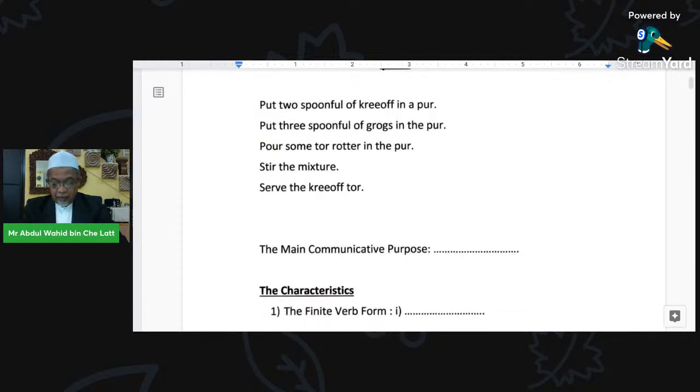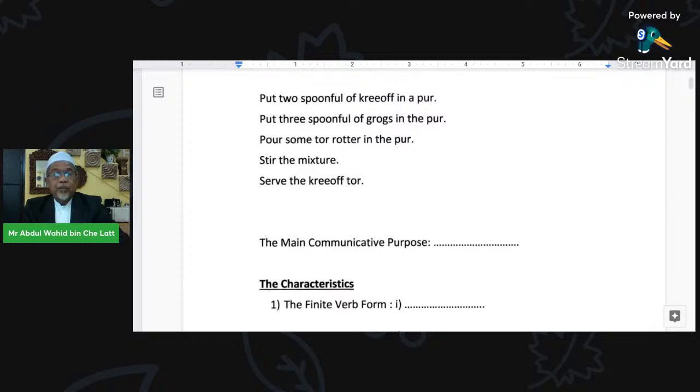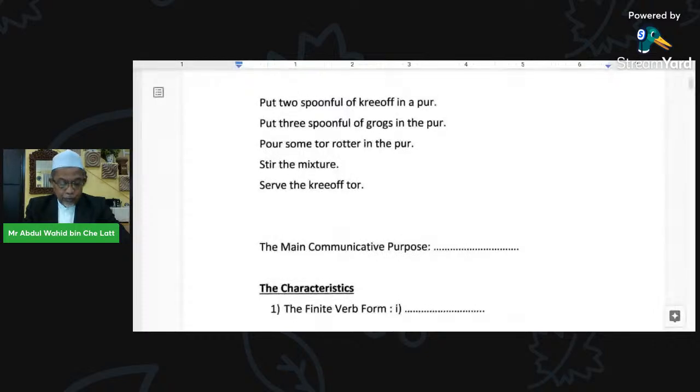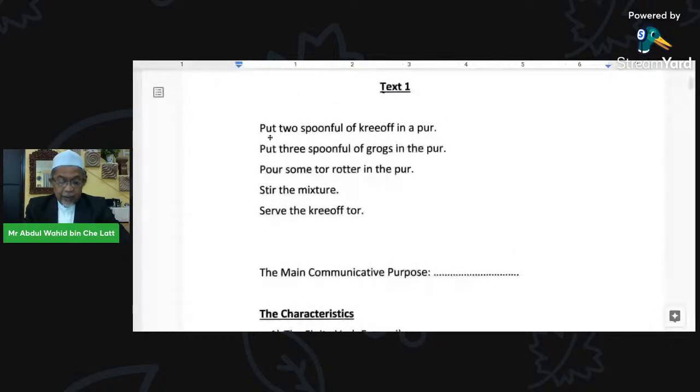Okay, first, look at the words put in line 1, put in line 2, pour in line 3, stir in line 4, and serve in line 5. They are the finite verb in the base form or root word. Second, these verbs are positioned at the beginning of the sentence. Okay, these are the two criteria that tell us that the whole text is basically communicating an instruction.